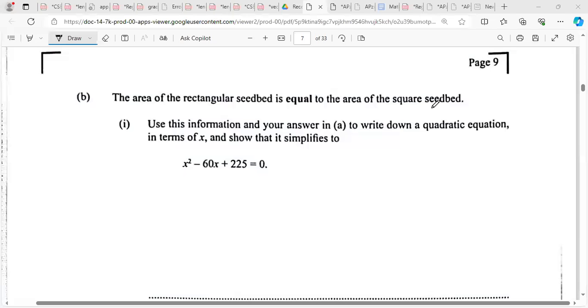What's happening? Alright, so the area of the rectangular seedbed is equal to the area of the square seedbed. Use this information to answer A1.